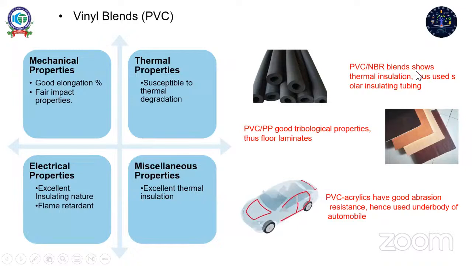So these NBR blends show thermal insulation, and therefore are used as solar insulating tubing. Then for PVC-PP, it again gives good tribological properties, and therefore can be used in floor laminates. In case of automotive applications, PVC is blended with acrylics to have good abrasion resistance, and therefore it can be used under the underbody of automobiles.